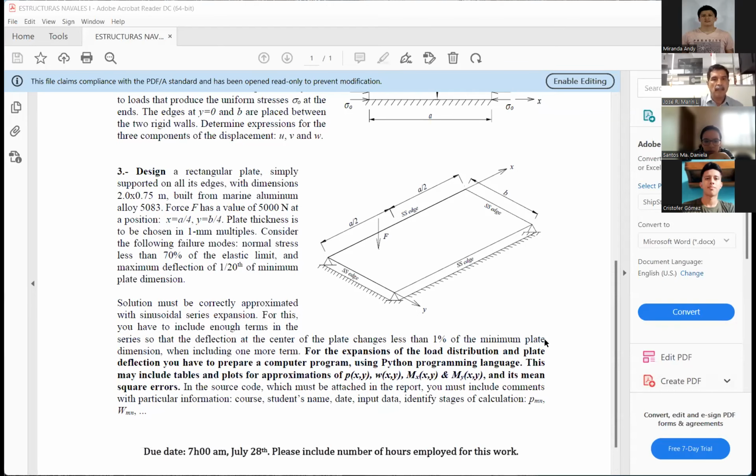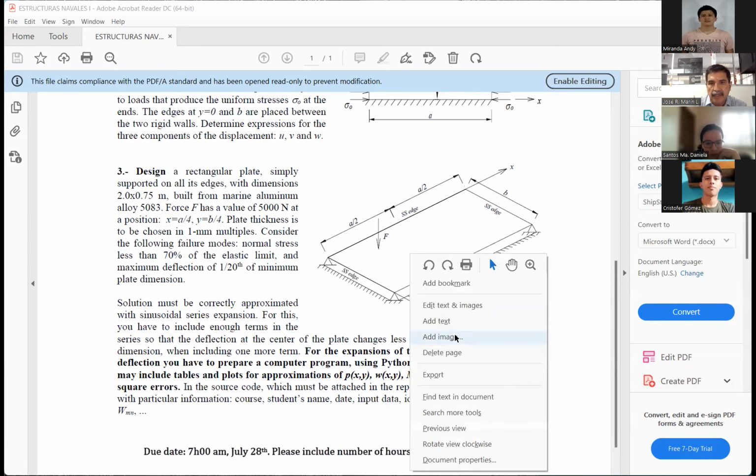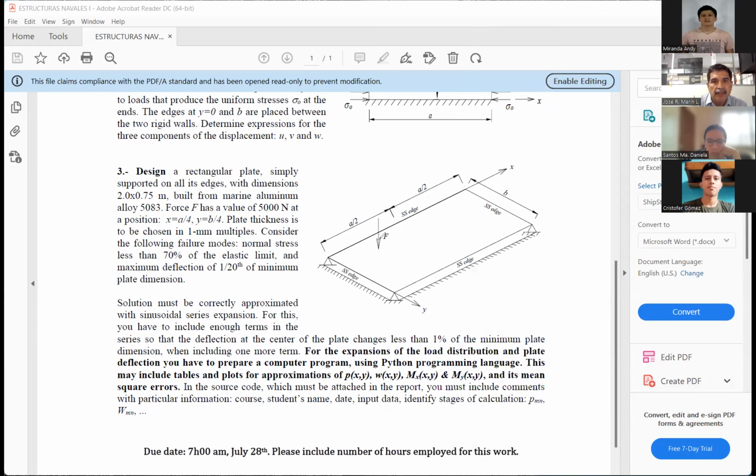Okay, sorry. So not only that, but let's suppose that there are 2 concepts here I wanted you to have in mind. You apply a force and you're going to have a maximum stress. And this maximum stress has to be below 70% of the elastic limit. So it's going to be less than 0.7 of sigma yielding.